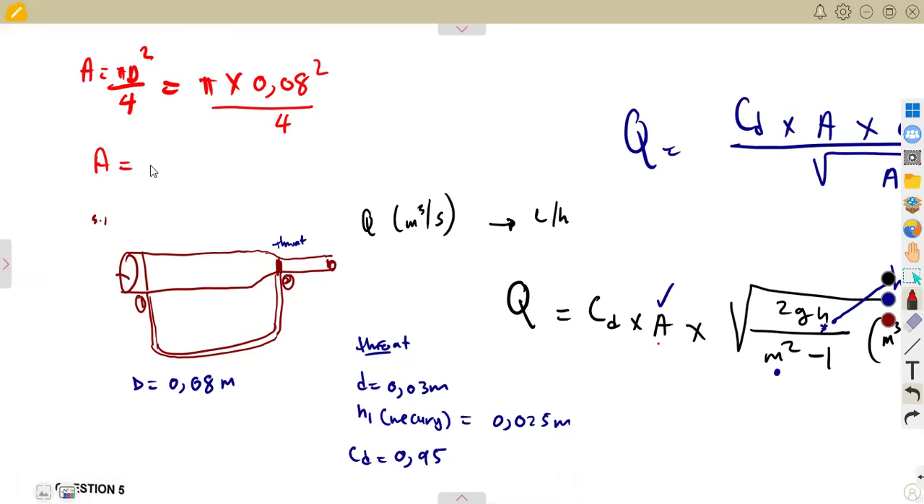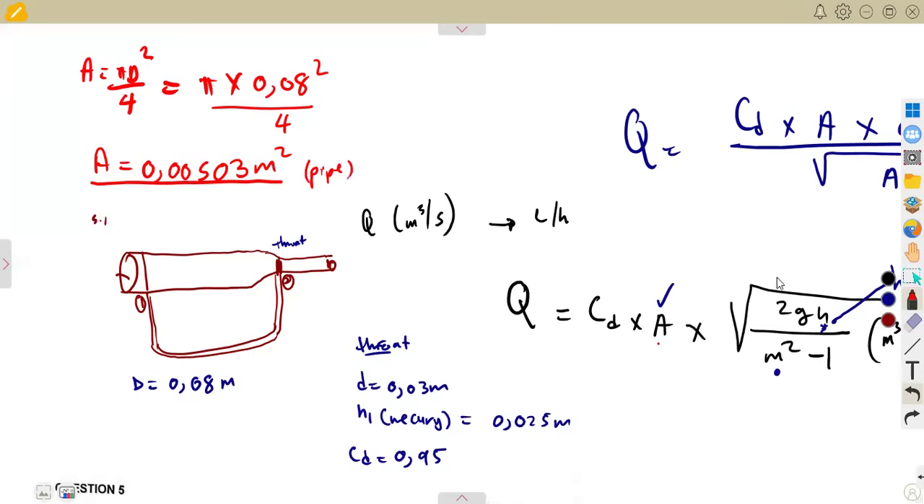And that was going to be 0.00503 square meters, something like that. This is what we were going to have at the end as our area. All right. So we've got the area of the pipe.